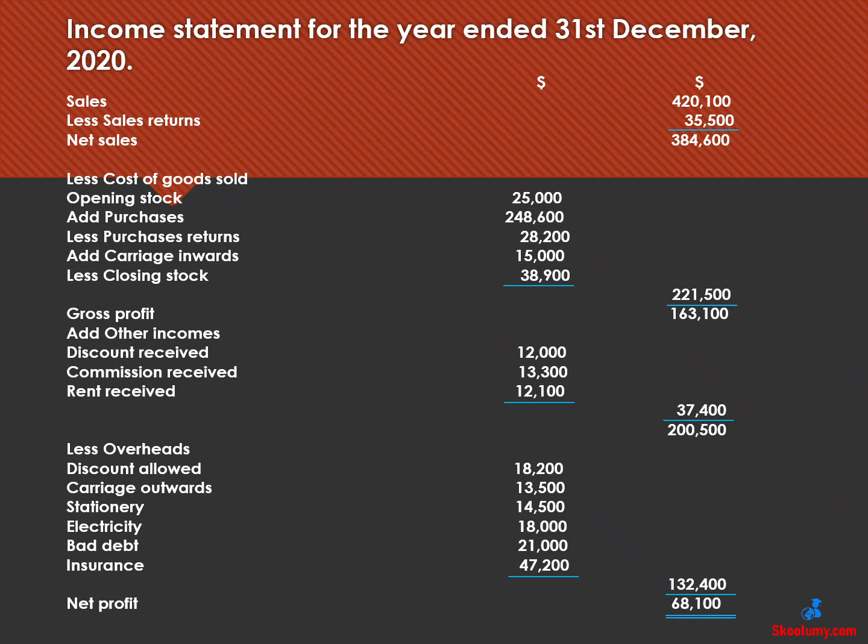From the example, cost of goods sold is subtracted from net sales to arrive at a gross profit of $163,100. Then, the overhead expenses are subtracted from the total of gross profit and other incomes. The result is the net profit of $68,100.